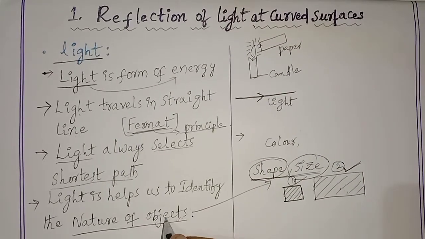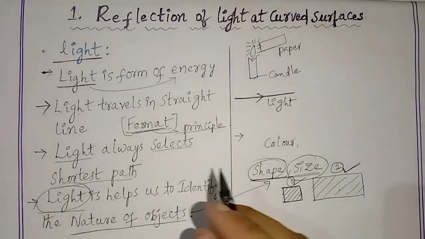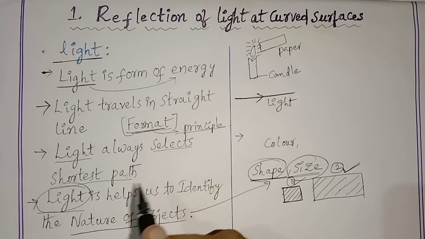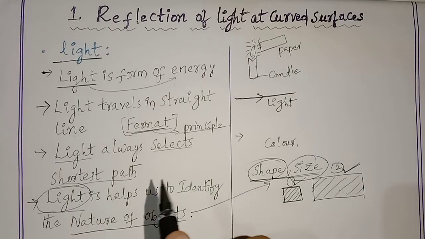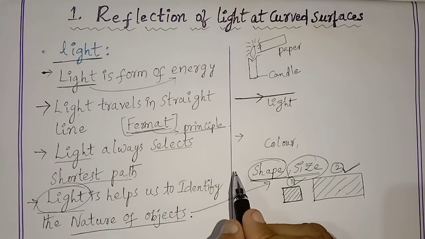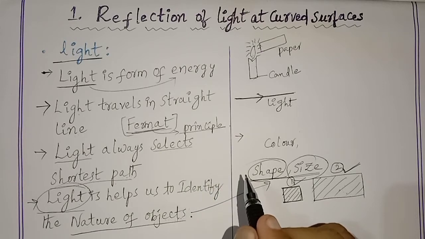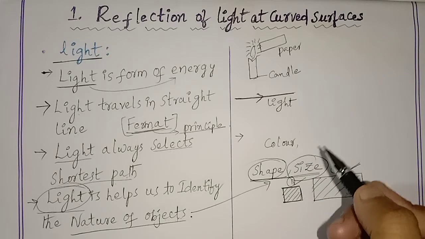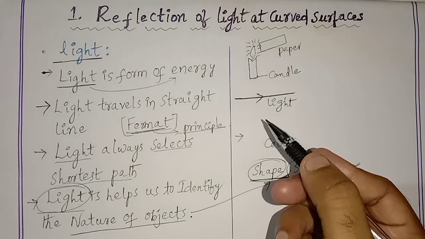To compare the nature of an object, what do we require? Light. So what is the major source of light for the earth? The sun is the main source for the earth. We can get abundant light, more light, from the sun.